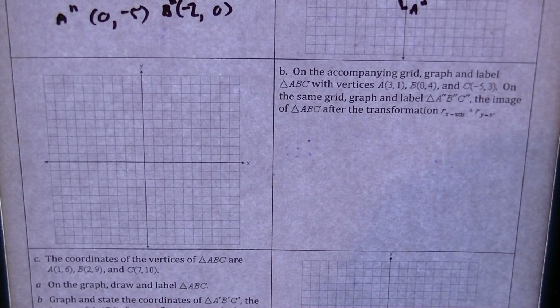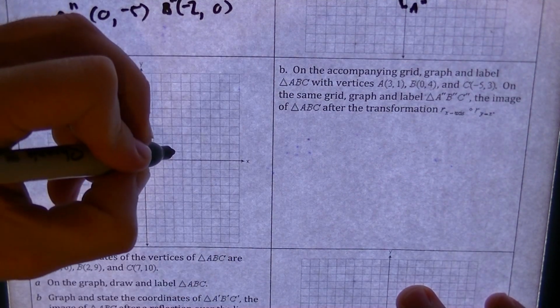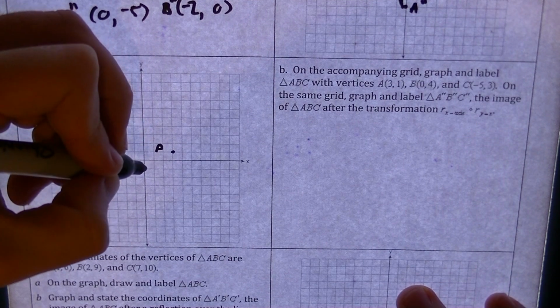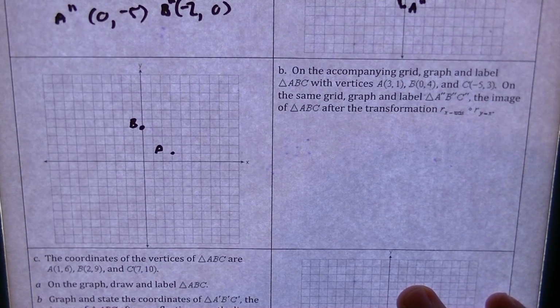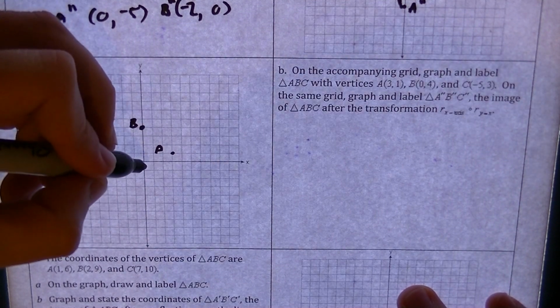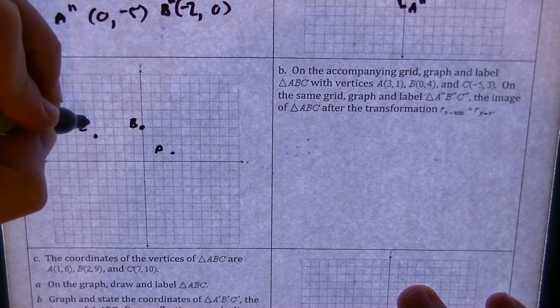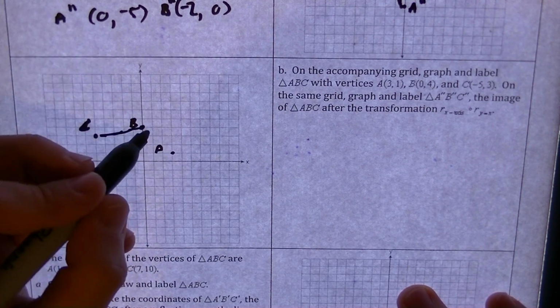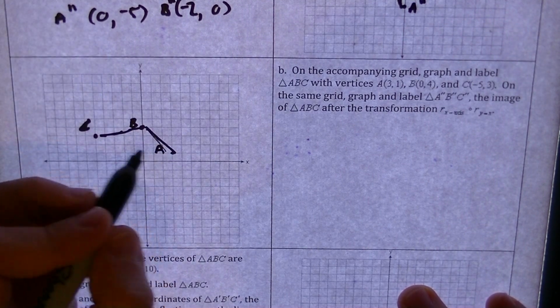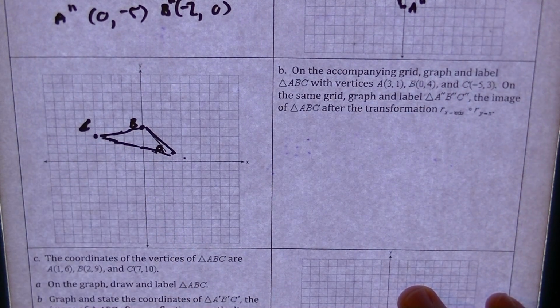On the accompanying grid, graph and label triangle ABC with vertices labeled there. So I'm going to go to 1, 2, 3, 1. That is A. B is at 0, 4, 1, 2, 3, 4, B. And C is at negative 5, 3. This is just regular C. So here's my triangle that they gave me. Oh, A is going to get cut off. That's okay though. All right, there's my triangle.